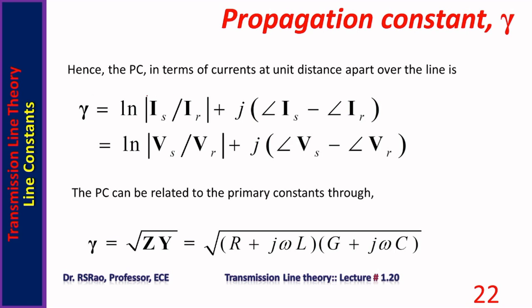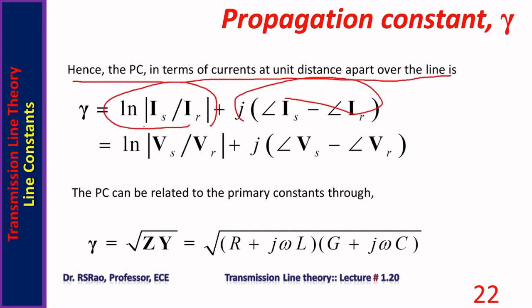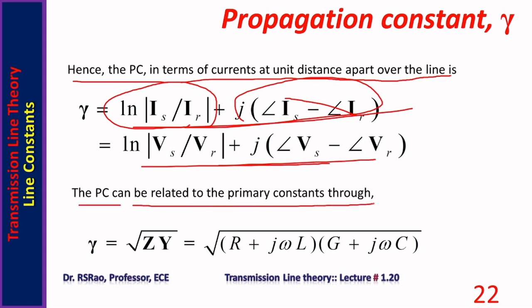Now regarding the propagation constant. Hence, the propagation constant in terms of currents at unit distance apart over the line is, so this is alpha, this is beta. This is in terms of currents, and below you have it in terms of voltages. It can be shown that the propagation constant is related to the primary constants. That relation is gamma equals root ZY, equal to the square root of R plus j omega L multiplied by G plus j omega C.